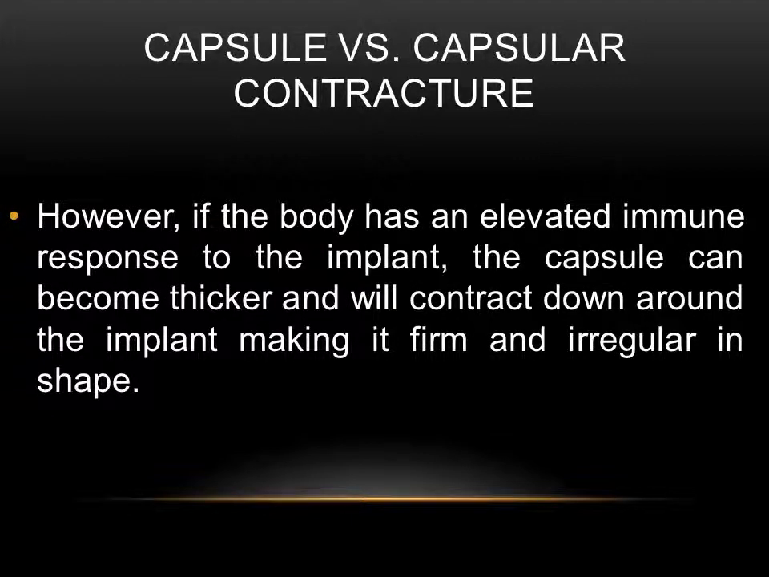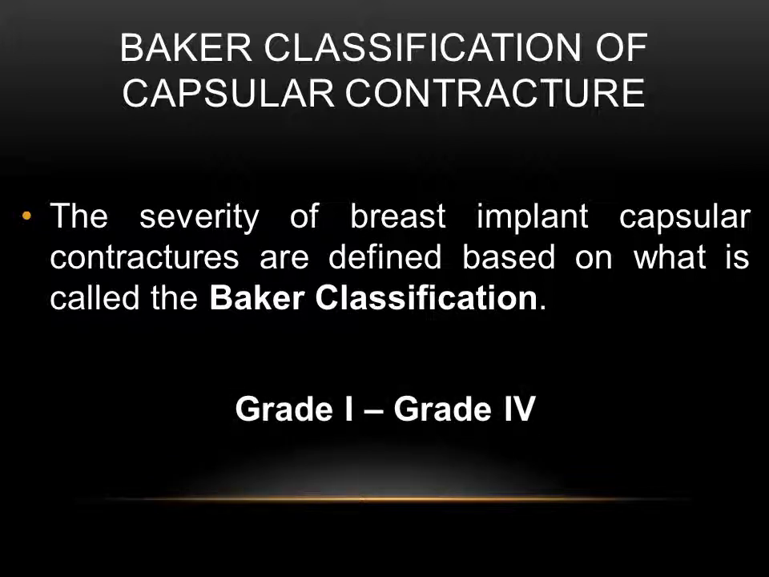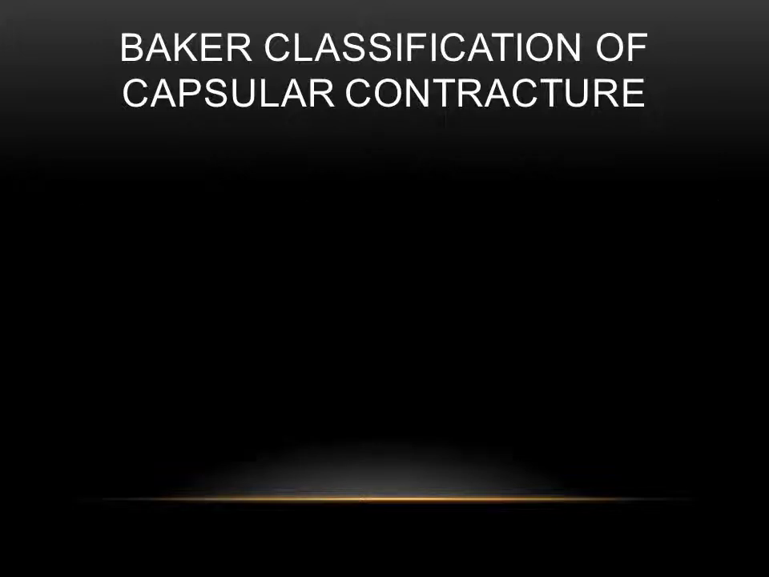However, if the body has an elevated immune response to the implant, the capsule can become thicker and will contract down around the implant, making it firm and irregular in shape. This is called a capsular contracture. The severity of the breast implant capsular contracture is defined based on what is called the Baker classification. And the classification is graded from grade 1 to grade 4.